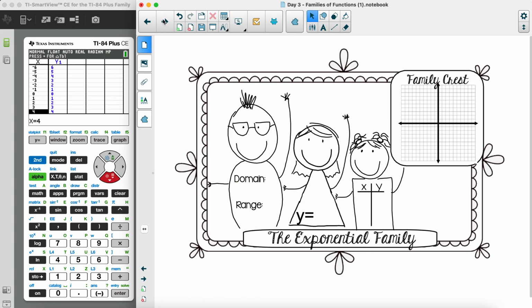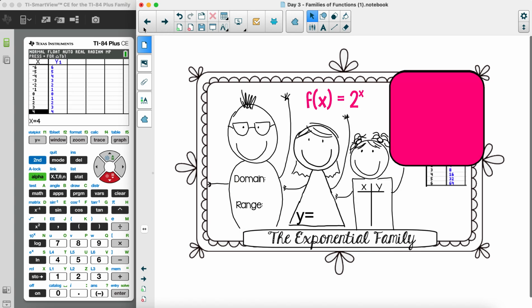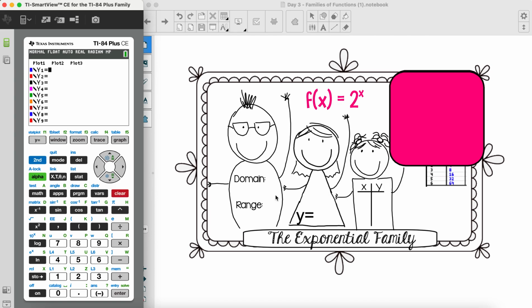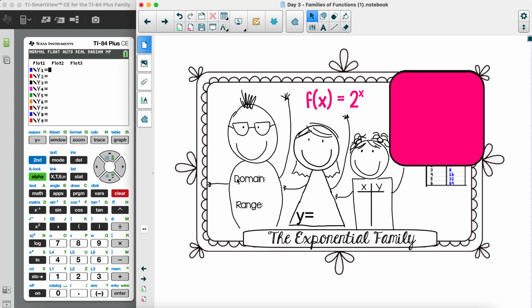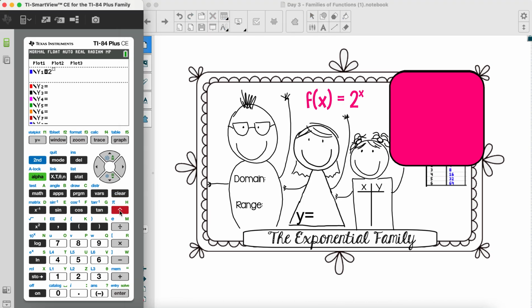Okay, let's see if there's one more. Your exponential function. Here we go. We're getting crazy with this one. So y equals, here, pay attention to this because the range and domain is going to be a little funky, right? So it's going to be 2 to the x power.